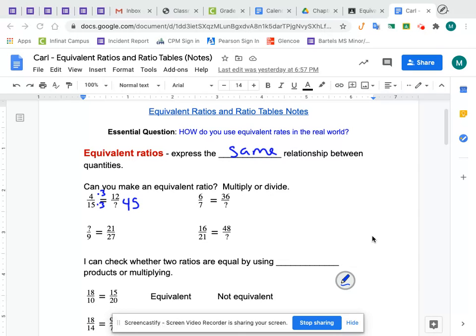Moving over here to the right, 36 and 6. Well, how do I go from 6 to 36? I multiply by 6. So 7 times 6 is 42.